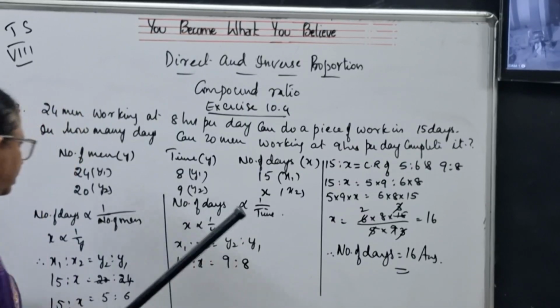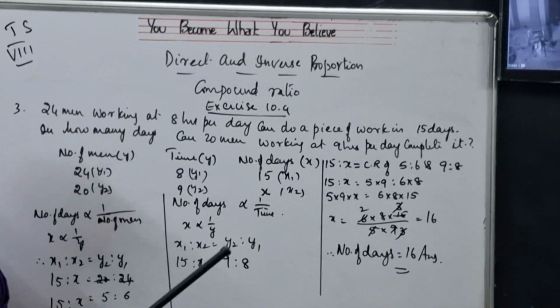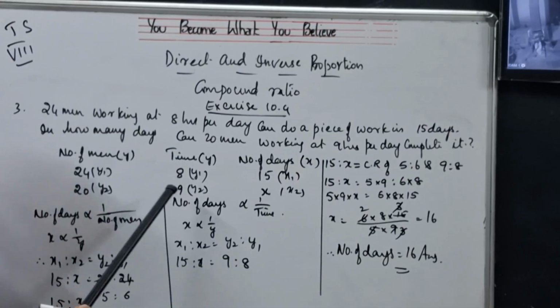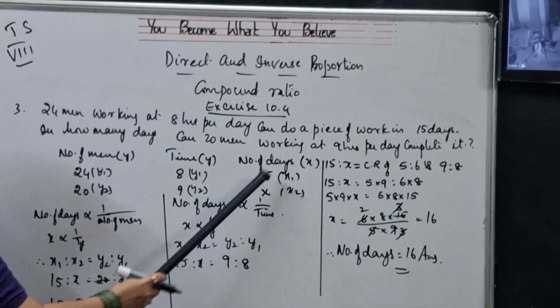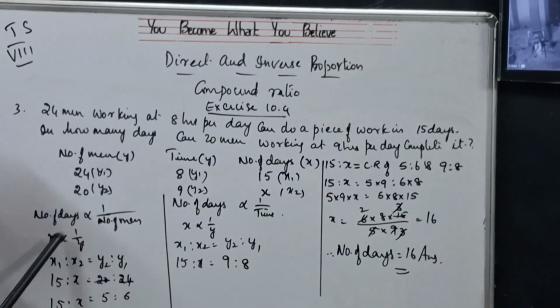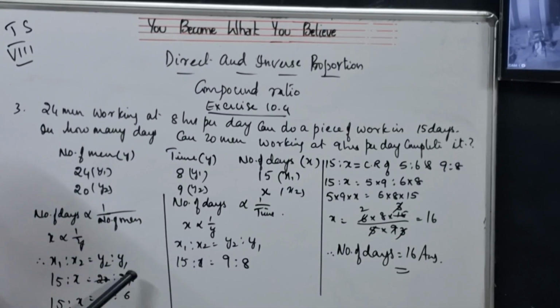So once again, 24 men working for 8 hours can finish a job in 15 days. 20 men working for 9 hours, how many days? So since x is here, x, y, y. Number of days and number of men, when you see, they are inversely proportional. So x is inversely proportional to y. x1 is to x2 is y2 is to y1. So 15 is to x is 20 is to 24. So 5 is to 6.